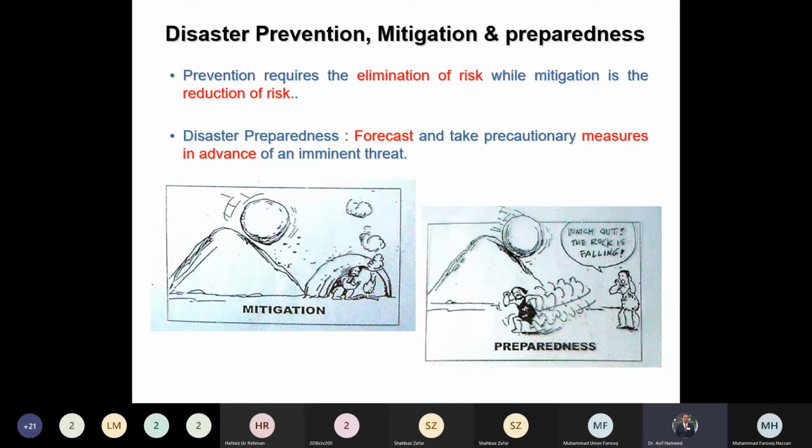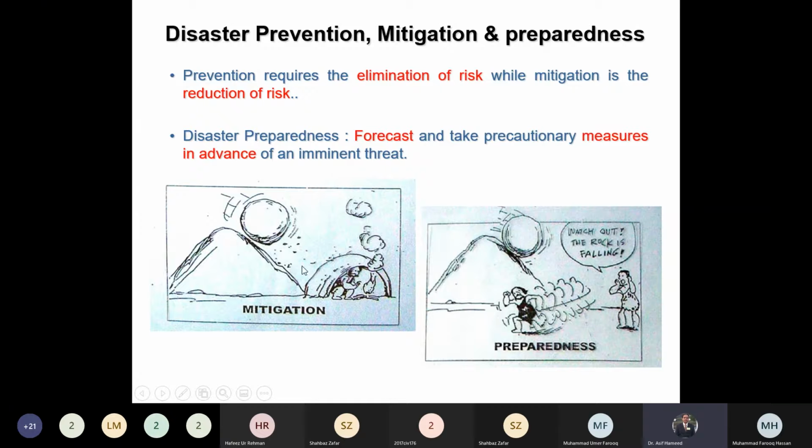Any student? How can we prevent the disaster? By increasing the capacity. We can increase the capacity. We can design our structures to be earthquake proof, but that will be very costly. So normally we mitigate the risk instead of preventing the risk. We cannot prevent the risk. That will be a very costly solution. But we can increase the capacity and we can mitigate the risk.